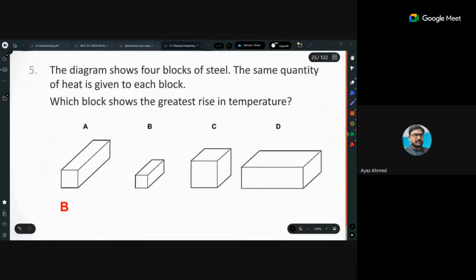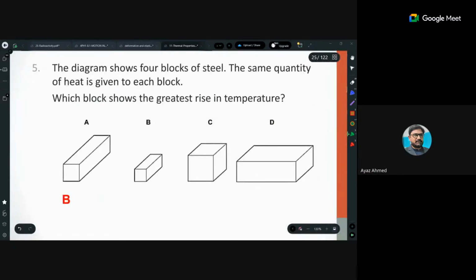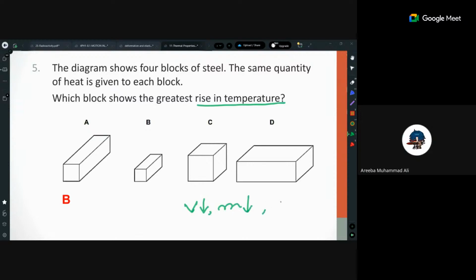And what I have given to you, you people are quite easily moving towards that. The diagram shows the blocks, still the same quantity of heat given to each block, that is, Q is the same for all of them. Which block shows the greatest rise in temperature? If they are made up of steel, it means steel density is the same, so the block whose volume is less will have less mass. If the mass is less, then there will be a higher rise in temperature.